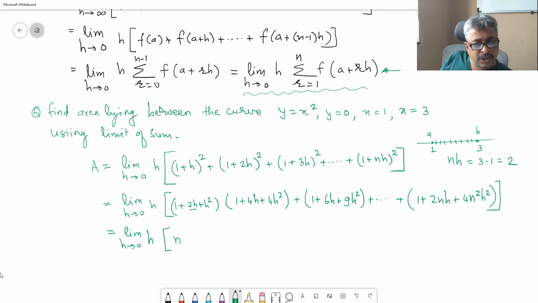Now this, if we take 2h common, inside bracket 1 plus 2 plus 3 plus dot dot dot plus n, plus.